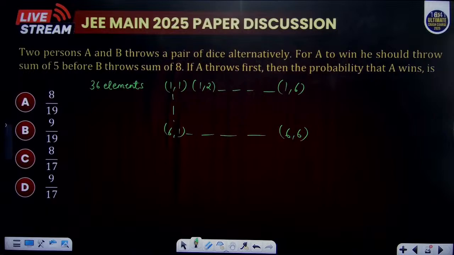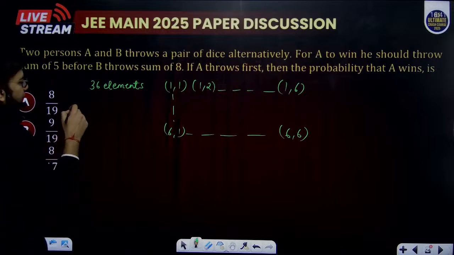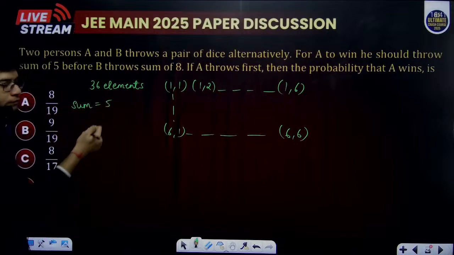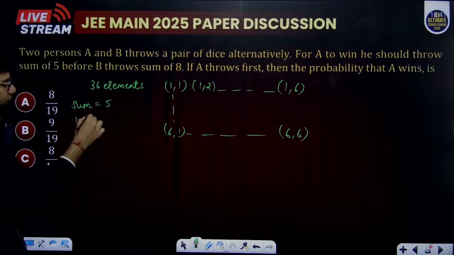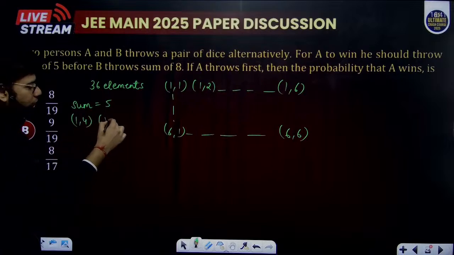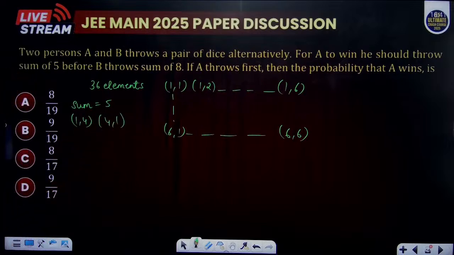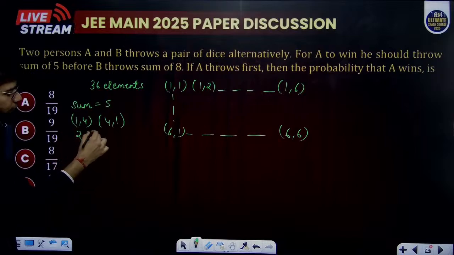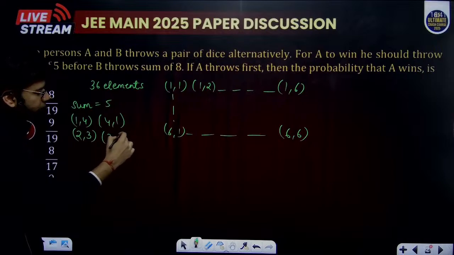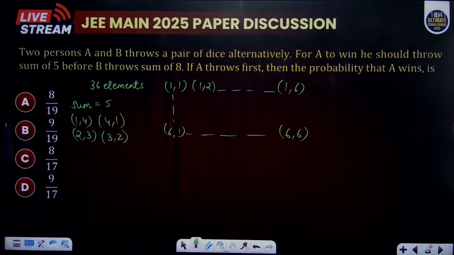Now, for A to win, he should throw a sum of 5. Let's calculate how sum 5 can be obtained. It can be obtained through 1 plus 4. 0 is not possible on a dice, obviously. So 1,4 is there, then 4,1 is also there. Next one could be 2,3, then the other one could be 3,2. Any other possibility that we can think of? No. These 4 cases will be there.